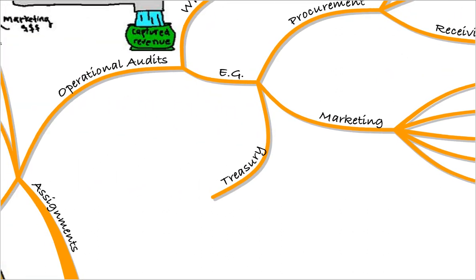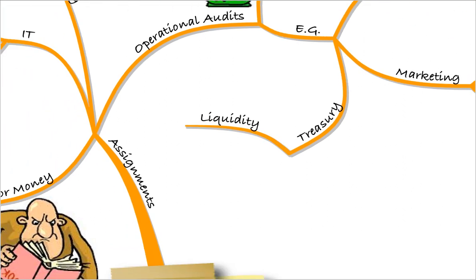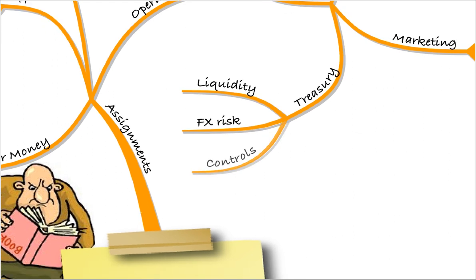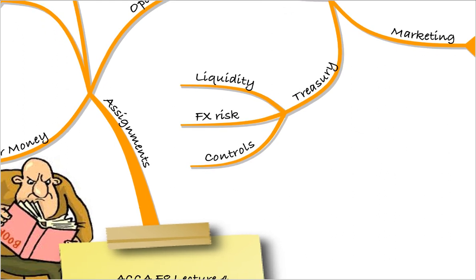Also, perhaps they'll look at the Treasury Department. Remember, the Treasury Department concerns liquidity and cash. So it's a key area. So they're looking at liquidity, foreign exchange risk, making sure that there are controls in this department. It's a key risk to the business. Internal audit will want to make sure that controls are in place.